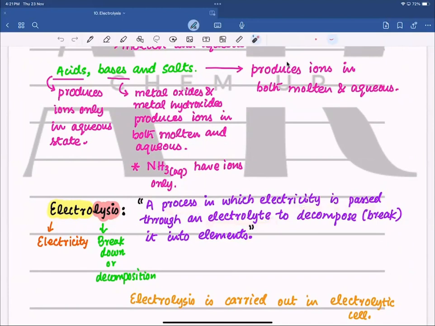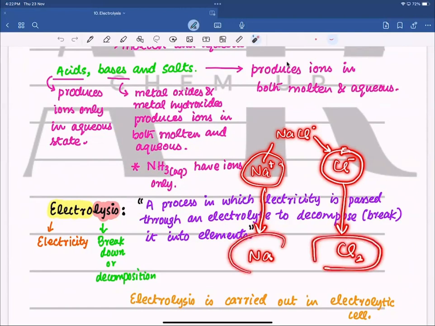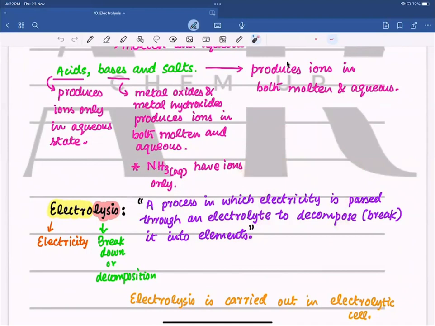When we pass electricity to an electrolyte, that electrolyte decomposes into its elements. In the compound, there are ions, right? For example, sodium chloride has a chloride ion and a sodium ion. When it turns aqueous or molten, these ions start to move freely. But when I provide electricity, the sodium ion turns into sodium metal, and the chloride ion turns into chlorine element. That's what the electrolysis process does. It breaks down the electrolyte with the help of electricity into its elements. Is this understandable?